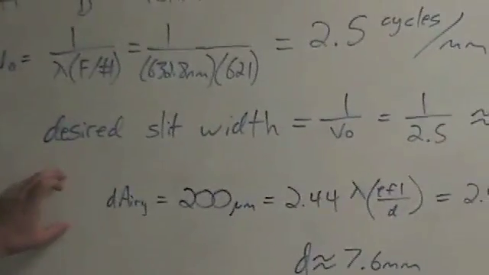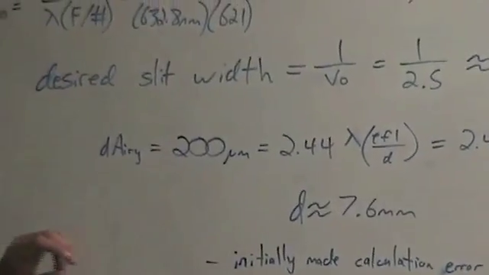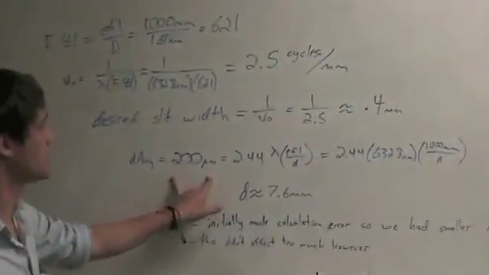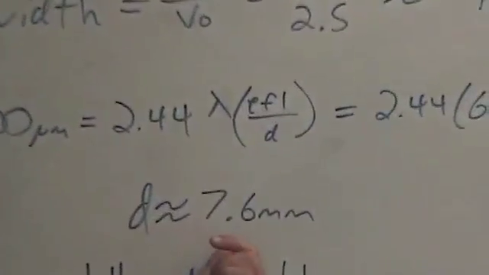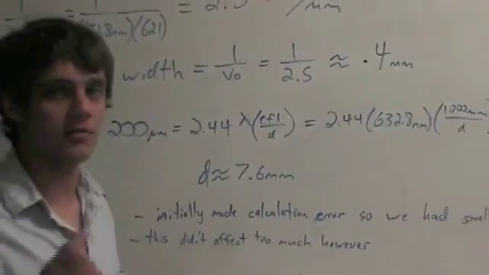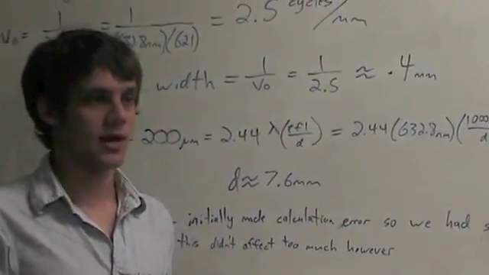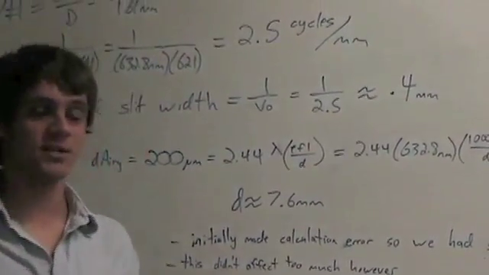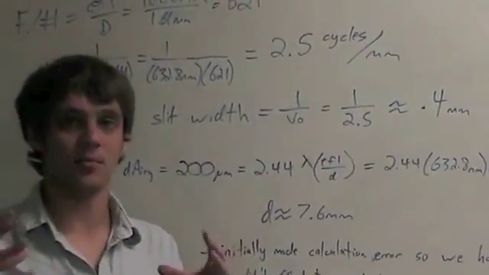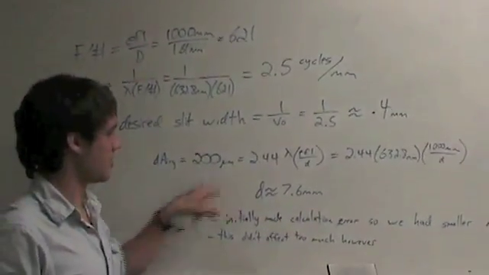Then we use all these things to find our desired aperture diameter for this part, and we use the desired Airy disc diameter of 200 microns to come out with a desired aperture size of 7.6 millimeters. We initially made a calculation error, so we had about a 2 millimeter diameter for the aperture. It didn't affect our results too much. We had to extend our rail a little bit to get a longer distance so we could get that dark spot in the center. But our spot was also bigger, so we were still able to get this desired 200 micron diameter Airy disk.